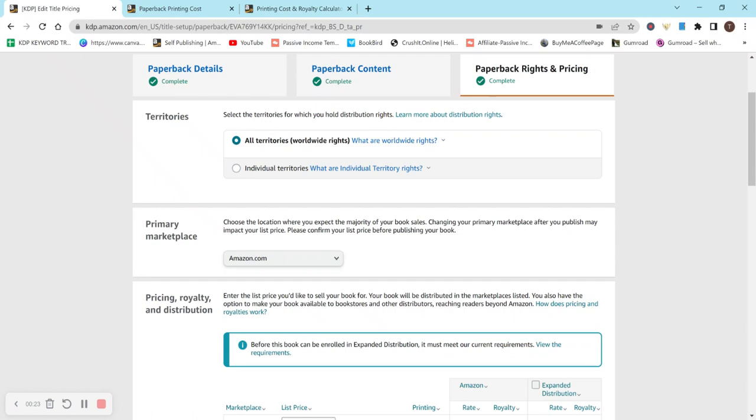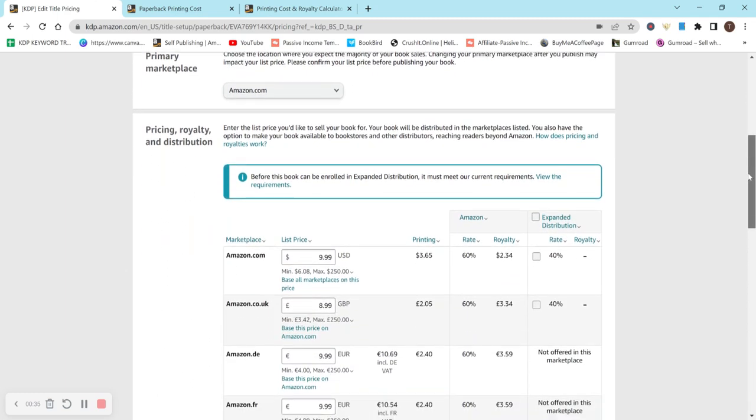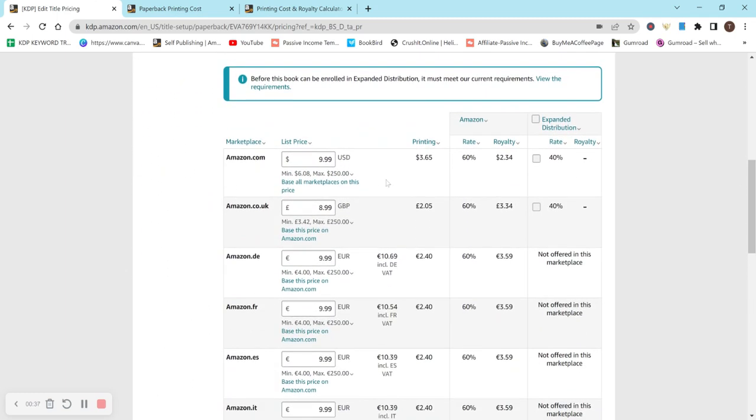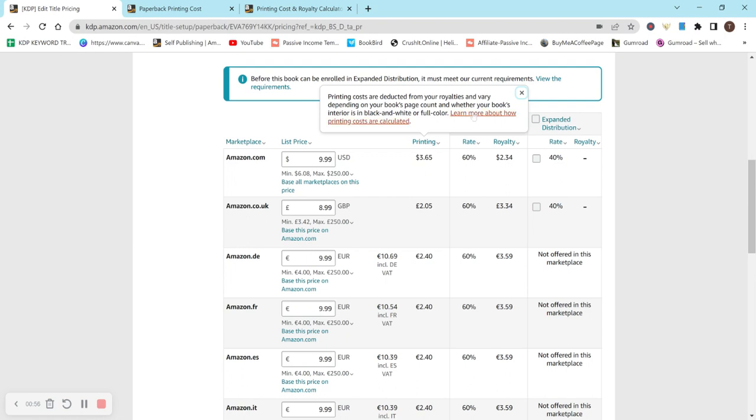So this is what your pricing page actually looks like for Amazon KDP. This is for a paperback book. So you fill in your paperback details and then your content, and then you go to the rights and pricing page. If you scroll down, it shows all of the different pricing for all the different marketplaces. In this middle area right here, it says printing. So this is how much it actually costs. It says printing costs are deducted from your royalties and vary depending on your book's page count and whether your book's interior is in black and white or full color. And you can learn more if you click on the link here.